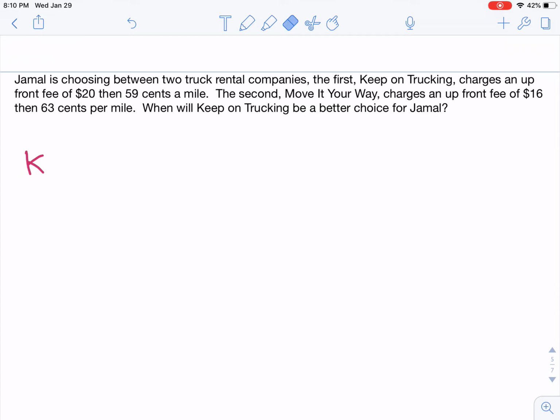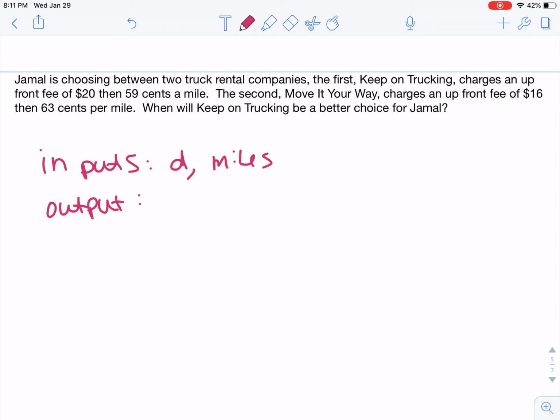First of all, I'm sorry. We need to talk about inputs and outputs before I even write an equation. So inputs, that's like our X values. Our input is going to be distance in miles. And our output is going to be the cost in dollars. So how much does it cost at the end of this?